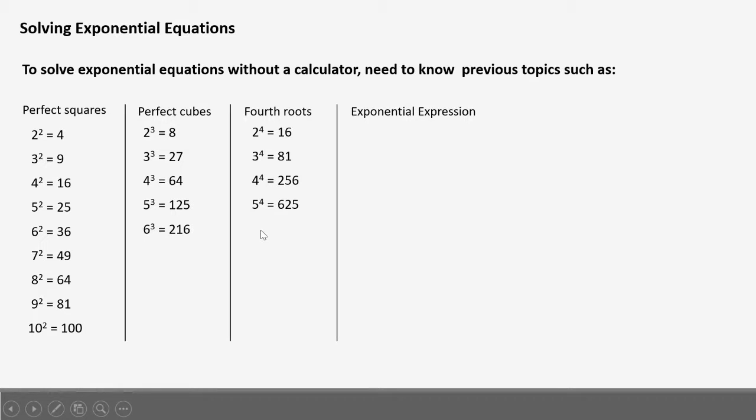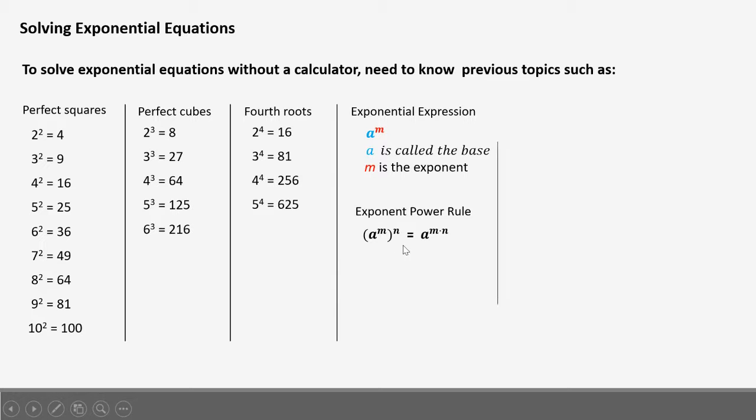And also, it's crucial to know exponential expressions, and that I did last week. Remember a to the m, that's the expression, where a is called the base and m is the exponent. That's going to be crucial for today's lesson also. And also, you have to know the exponent power rule. That's what I went over last week, and that's the exponent power rule.